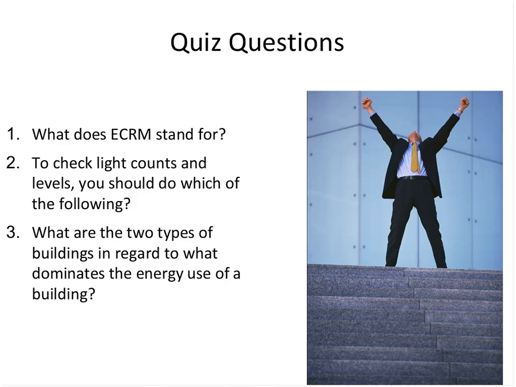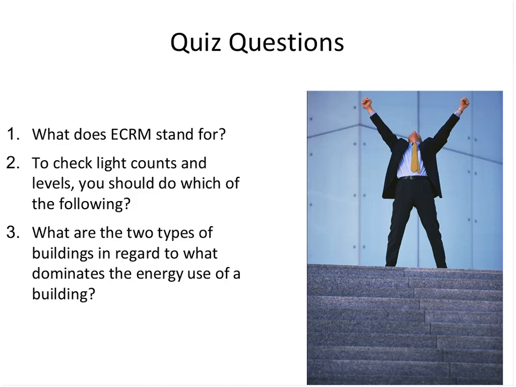So for number 1, the question is, what does ECRM stand for? It stands for Energy Cost Reduction Measure. Number 2, to check light counts and levels, you should do which of the following? The correct answer is C. Use a flicker checker to identify whether a ballast is magnetic or electronic without disassembling the fixtures.